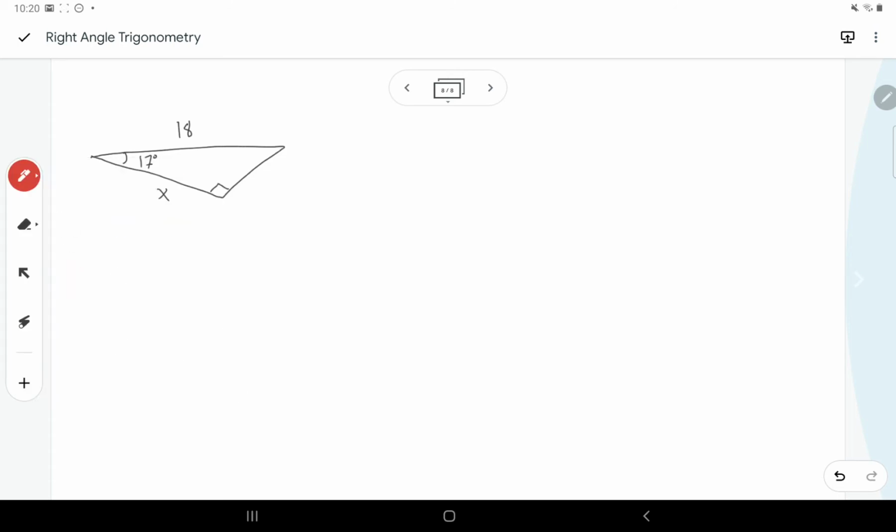Okay, so let's quickly label our sides. The right angle is here, so we go all the way across. That'll be the hypotenuse. The side that is touching the angle but is not the hypotenuse, right down there, is the adjacent. So that means that we can set up our cosine equation here.